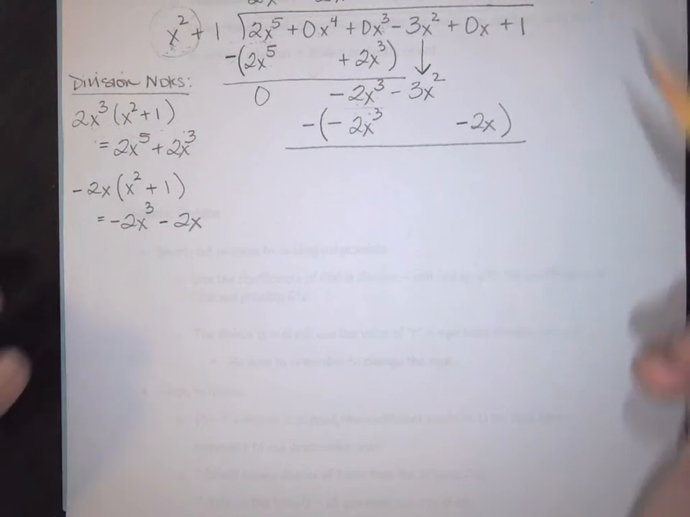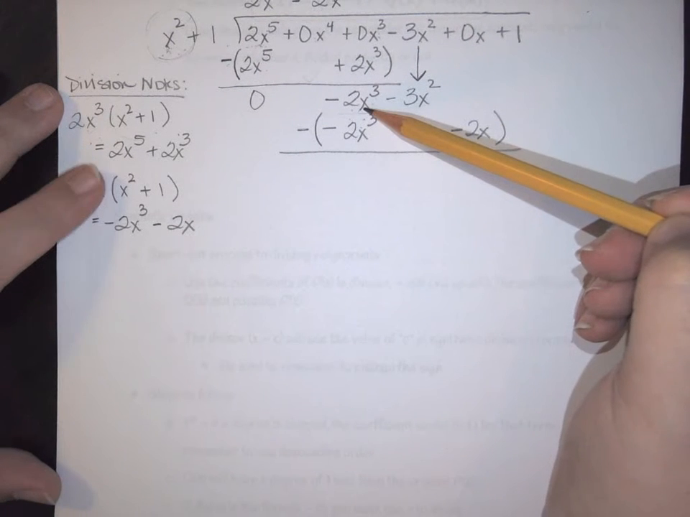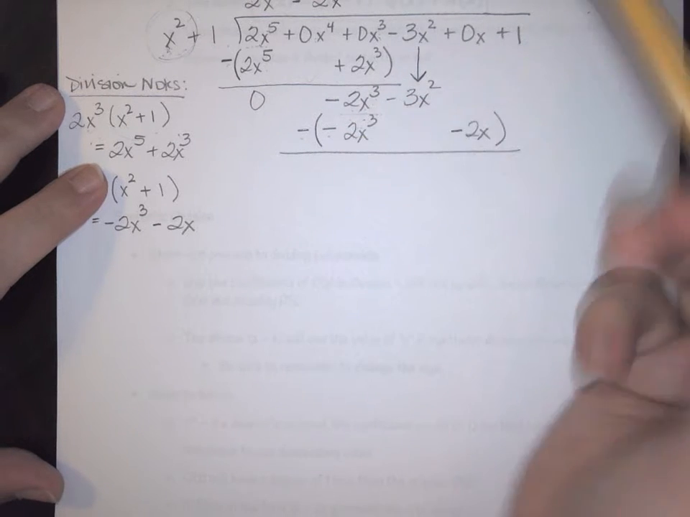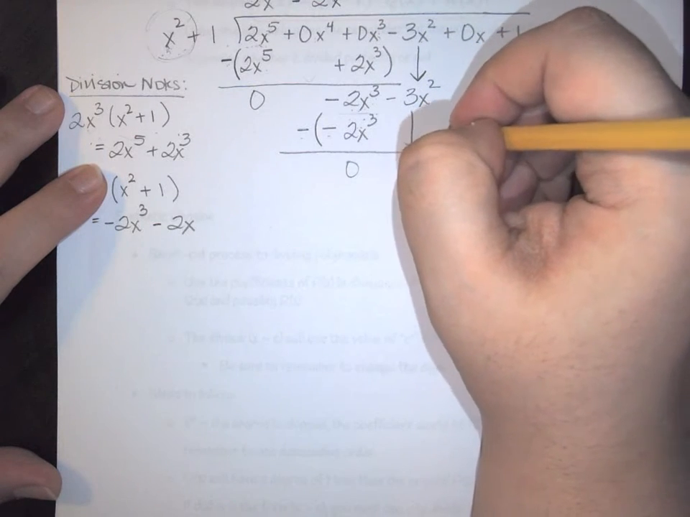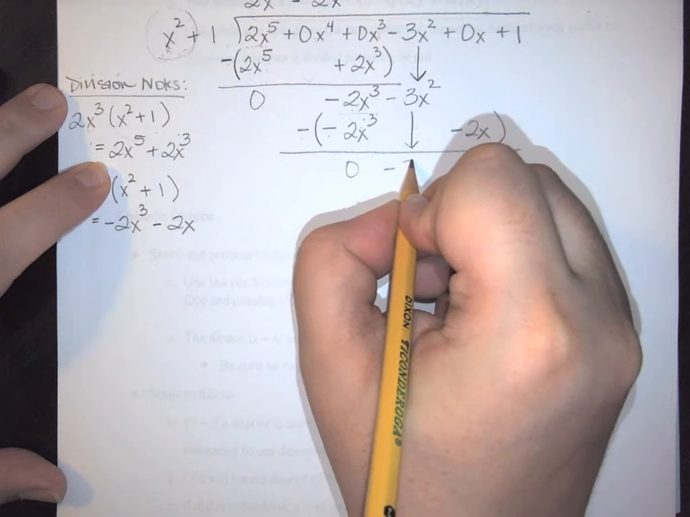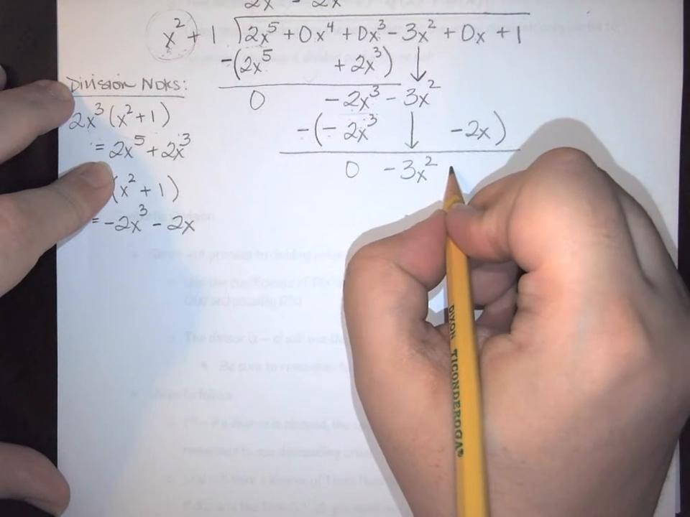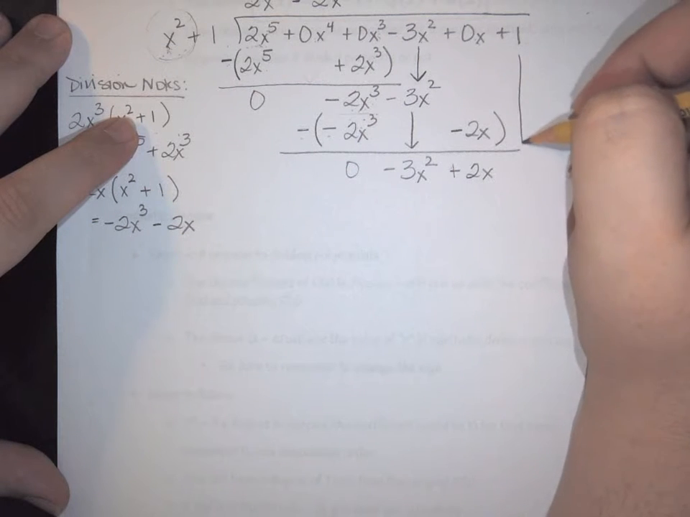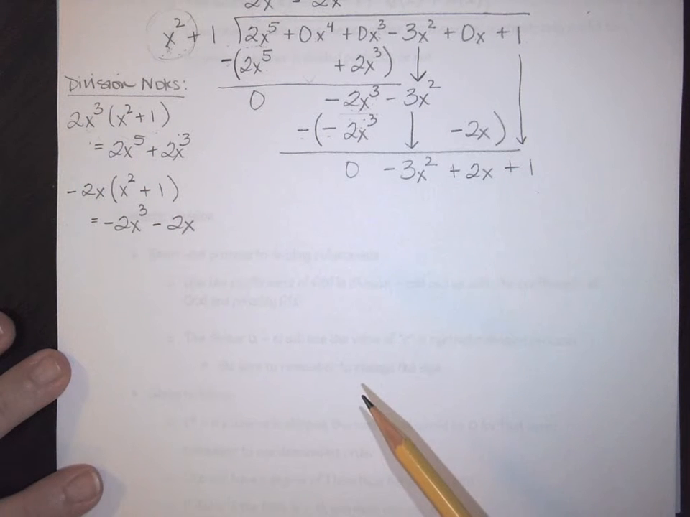So again, I have to do my subtraction. So I'm going to do negative 2x cubed minus a negative 2x cubed, and minus a negative gives you positive. So these cancel and give me 0. I need to pull down my negative 3x squared. And then I need to do 0 minus a negative 2x. Well, that turns positive, so this becomes plus my 2x. And the last thing is I can go ahead and carry down the plus 1, which has shrunk my equation down even further.